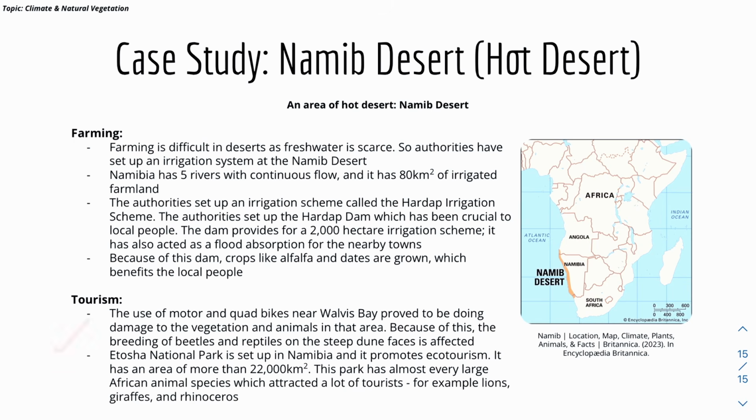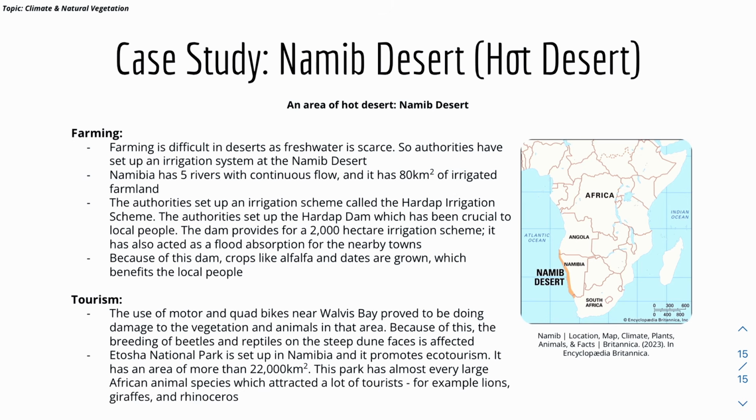And lastly, tourism. The use of motor and quad bikes near the bay proved to be doing damage to the vegetation and animals in the area, because these motor or quad bikes basically destroy the desert, which will destroy local vegetation and animal habitats. And because of this, the breeding of beetles and reptiles on the steep dune faces is affected.